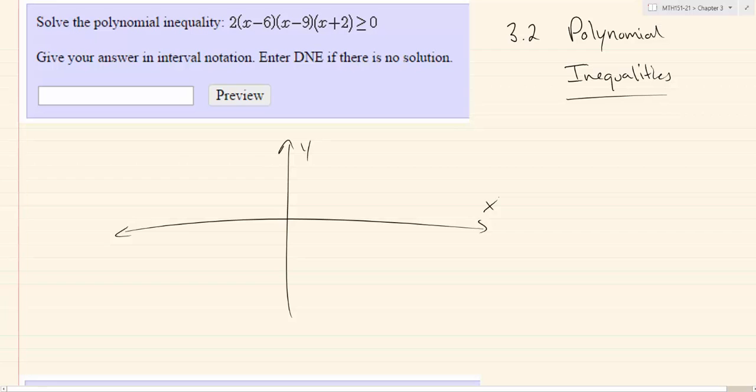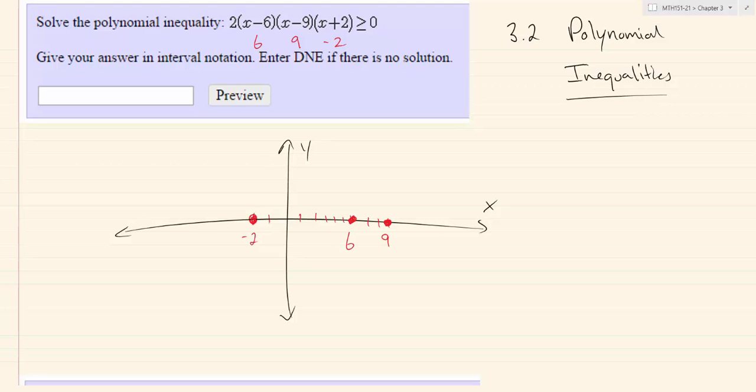Y-axis and x-axis. So where are the x-intercepts? How about 6, 9, and -2? You then take a look at multiplicity. And all of these are multiplicity of 1. So they're all pass-throughs. Okay?